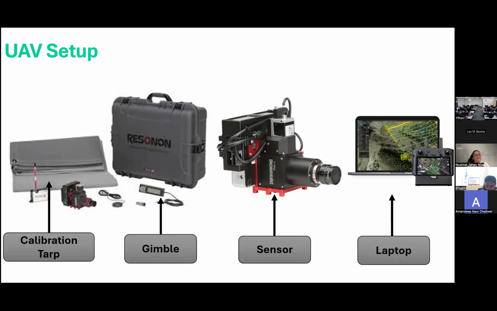How often do you need to calibrate the hyperspectral sensor? For example, if you are running a flight on a big field that will take around maybe 30 minutes, and considering the real-time change, the clouds are going to change, the light intensity is going to change. How often do you need to calibrate?